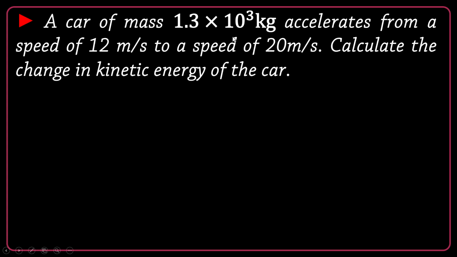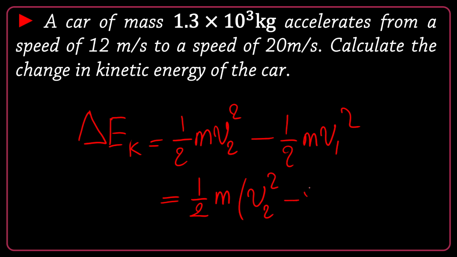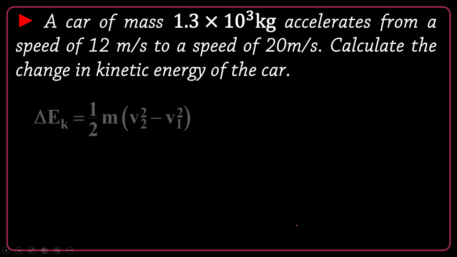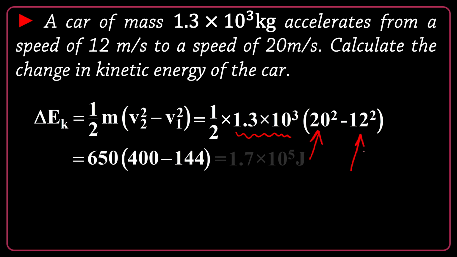A car of mass 1.3 × 10^3 kilograms accelerates from a speed of 12 meters per second to a speed of 20 meters per second. Calculate the change in kinetic energy. Change in kinetic energy, delta EK, is a half of m v2 squared minus a half of m v1 squared. So I can write it like a half of m times final v squared minus initial v squared. Okay, let's plug in the values: 1.3 × 10^3 for the mass, final speed, initial speed. So you will have 1.7 × 10^5 joules.